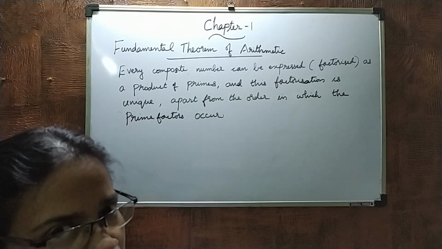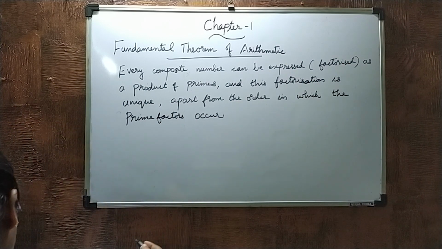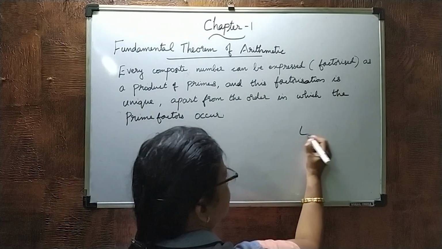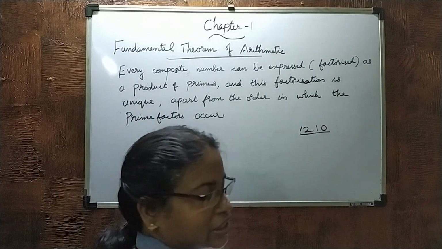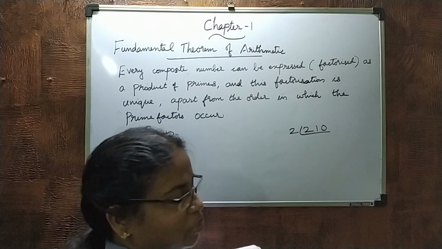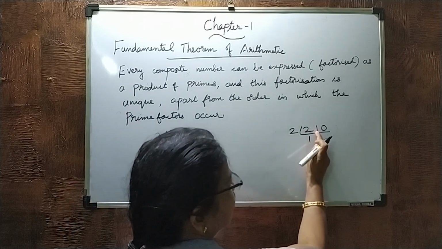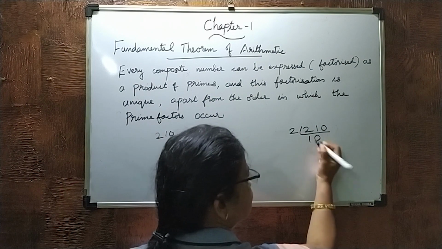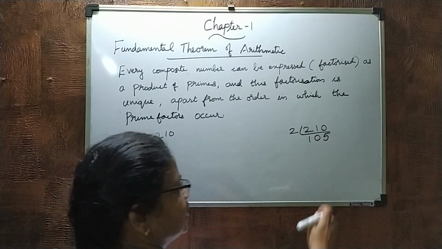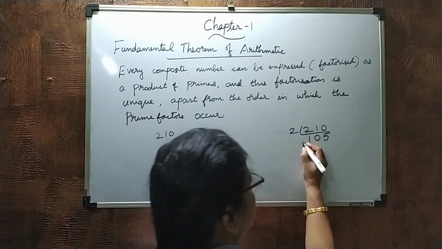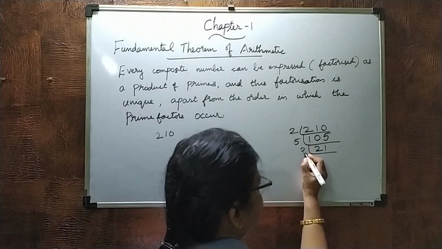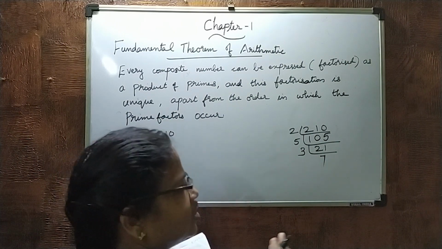So I'll give one example. Just listen to the example. If you take 210, just take the prime factorization. 210: 0 at the end means it is divisible by 2 and 5. So I'll take 2 first. Then it will be 105. Again 5 is at the end, which means it is divisible by 5. So take 5 again, and we get 21. 21 is 3 into 7. So we finish now. 7 is a prime number.